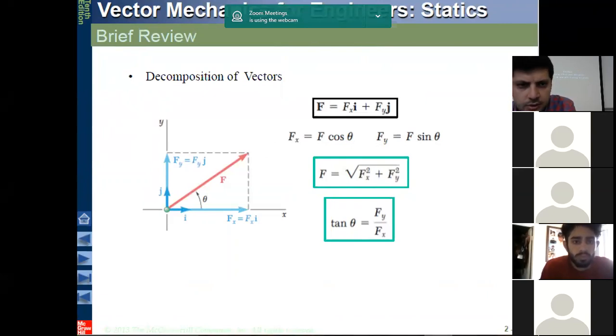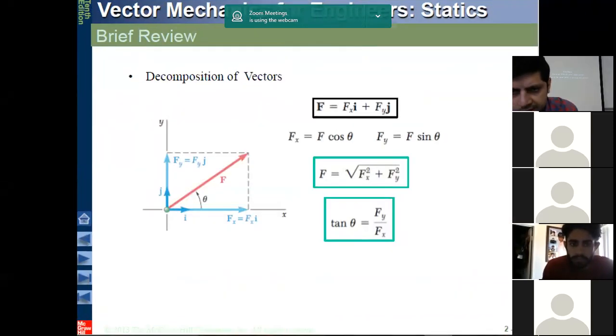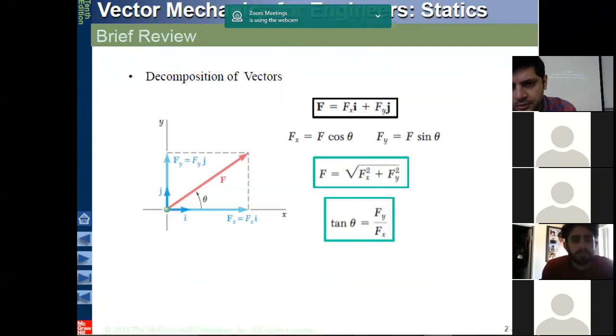Okay, so about this resultant force, I'm going to get back to the previous slide. So replace F with R for the resultant vector formula. Yes, well, if you compare these two slides, here F is the resultant of Fy and Fx. So that's it.